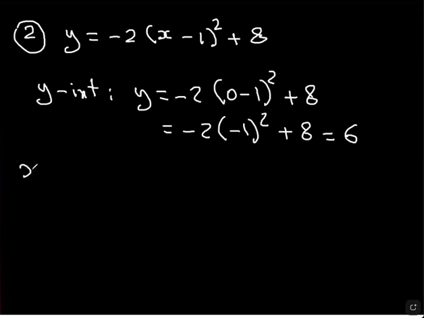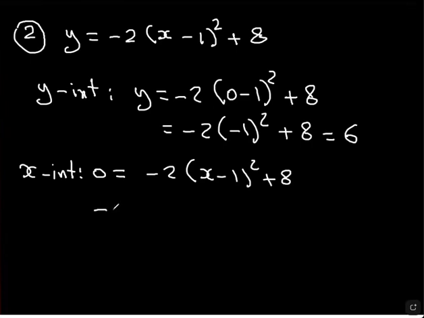The x-intercept, we make the y 0. So 0 equals -2(x minus 1) squared plus 8. This involves a little bit more steps. So the first thing I want to do is move the 8 to the other side. So that's going to be -8 equals -2(x minus 1) squared.